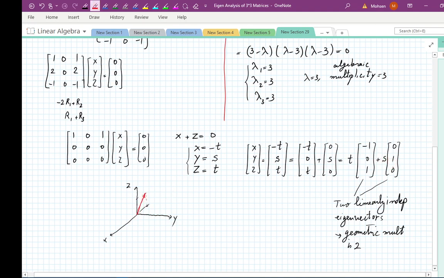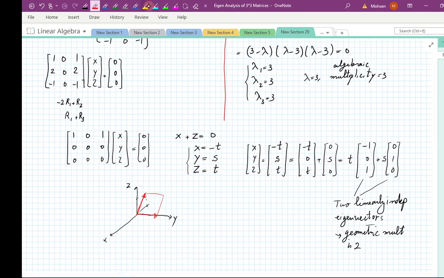Second one is a vector in the y direction. So a pair of linearly independent eigenvectors. But what's the eigenspace? Any linear combination of these two is an eigenvector of lambda equal to 3. Any linear combination of these two vectors is going to be the plane that is made by these two.